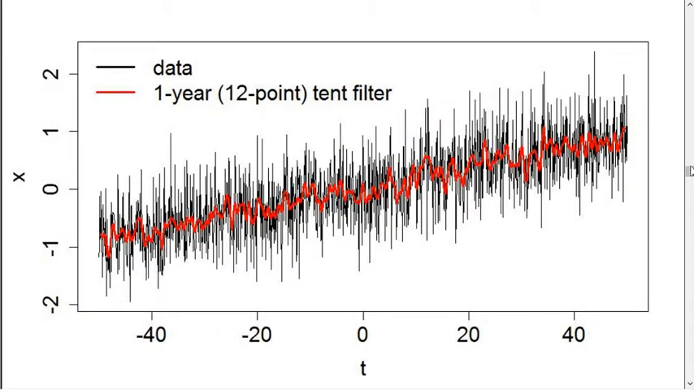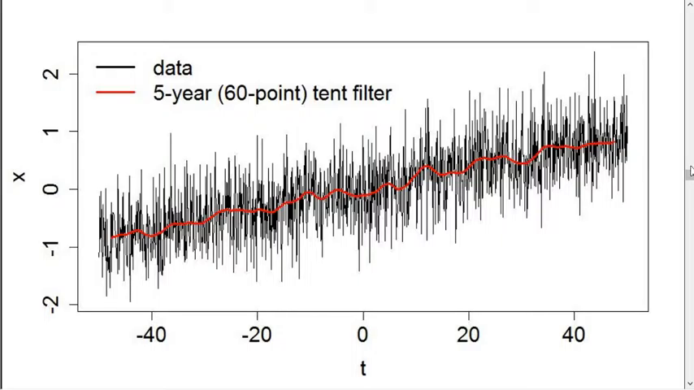Here is a tent filter applied to the data we've been looking at. It's a 12-point tent filter, 1-year filter essentially. It's still kind of choppy, but as you can see, the noise in the smoothed values is again considerably less than the noise in the original data. We can choose whatever filter width we want. If we go for a 5-year or 60-point tent filter, we still have some wiggling around because noise goes into the filter. That means some noise is going to come out, but the noise has been greatly reduced.